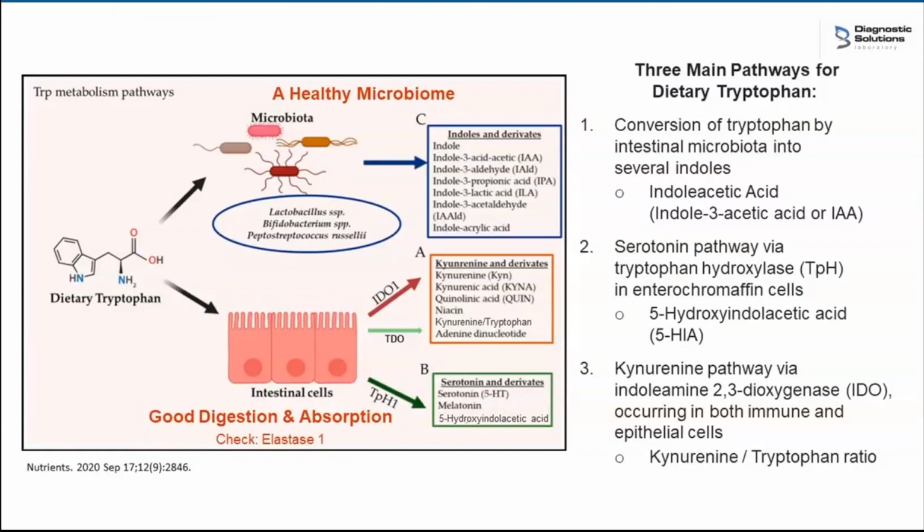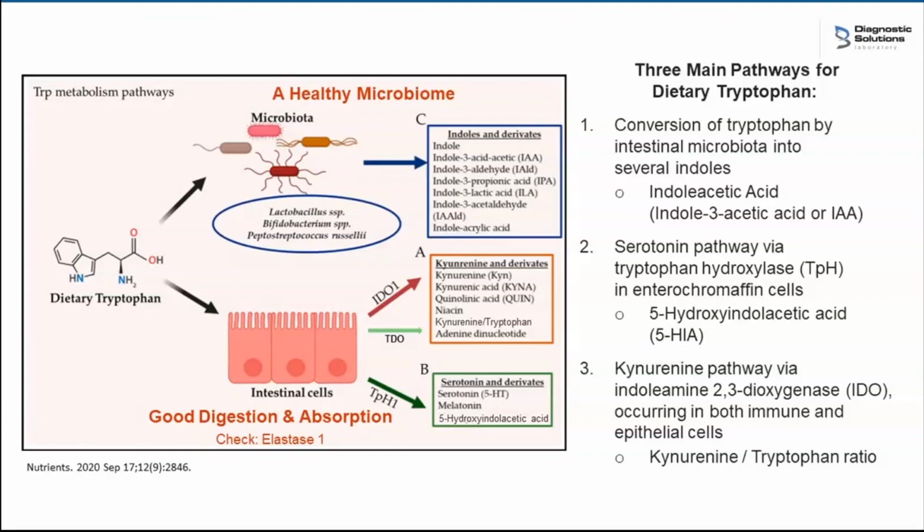If you've seen me talk before or talk to me, you know that I love this pathway. So dietary tryptophan can take two pathways. It can just be there, and microbiota within the gut can grab it and convert it to several different indoles, and one of those being indole acetic acid. You'll see indole acetic acid also written as indole-3-acetic acid or IAA. So it's written a couple of different ways.